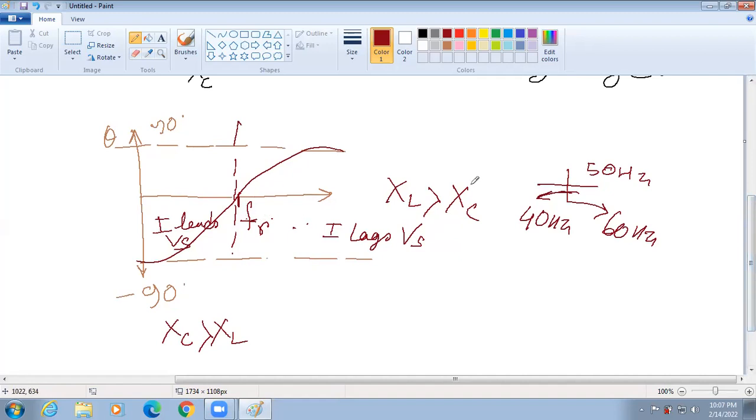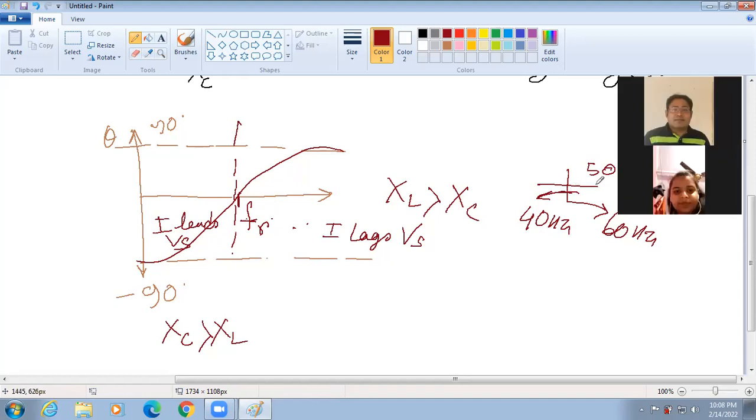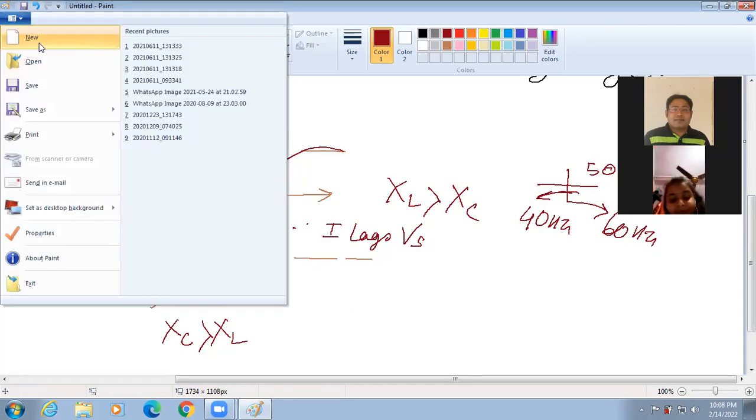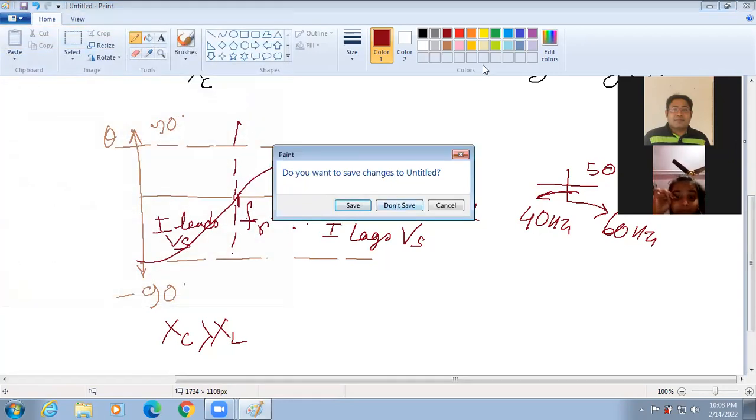If 50 hertz yields the unity power factor, assuming it is the resonant frequency, then what happens? If we get 40 hertz, the power factor moves away from unity, and if it goes to a higher frequency, it also moves away from unity. So you can take a mathematical example, then you can understand these things.